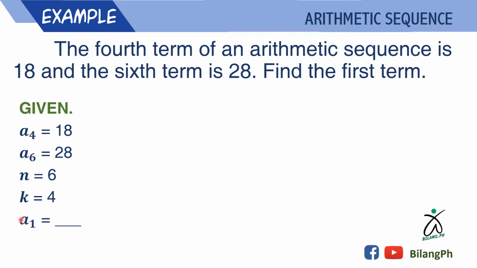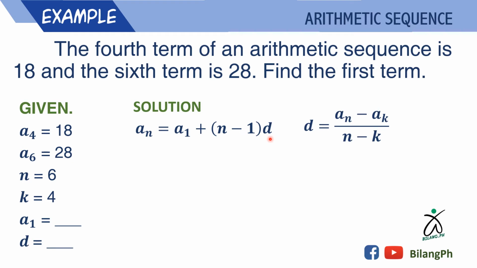Bago mahanap ang first term, dapat alam muna natin kung ano ang common difference. So, gagamit muna tayo nitong formula na to. I-substitute ang mga given. Ang A sub n natin, ang pinakadulo sa dalawa ay ang 28. Ang A sub k ay 18. Ang n, o pang ilan sa 28, pang-6. At si k naman kung pang ilan sa 18, which is 4.